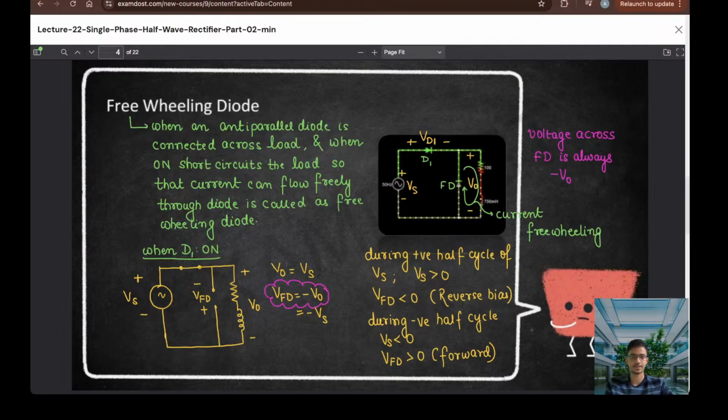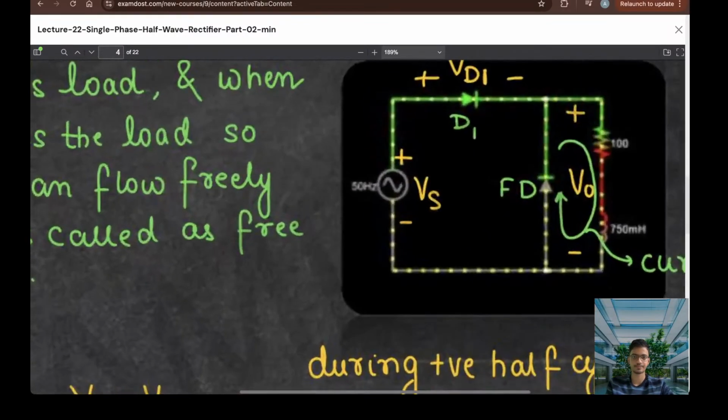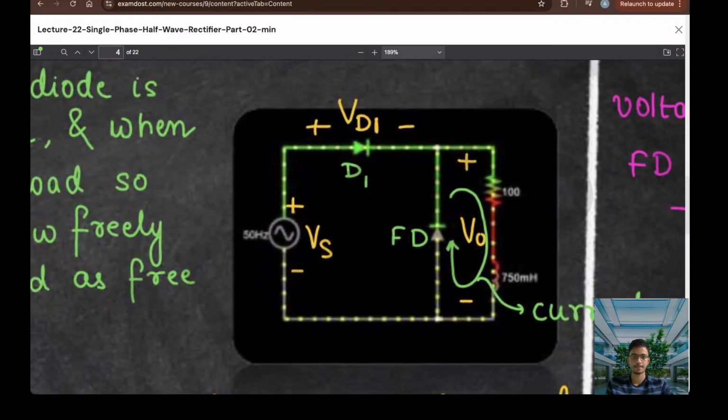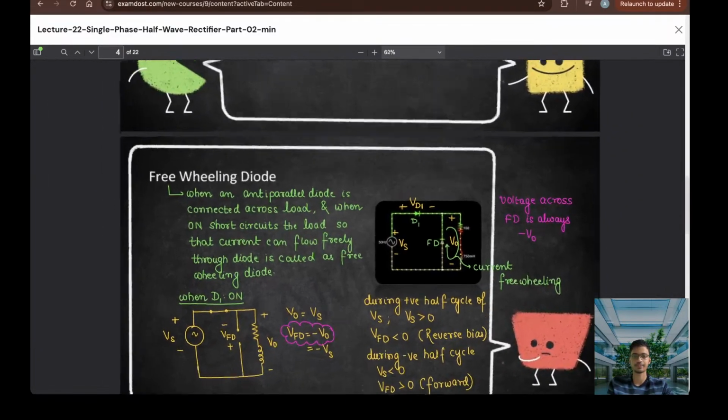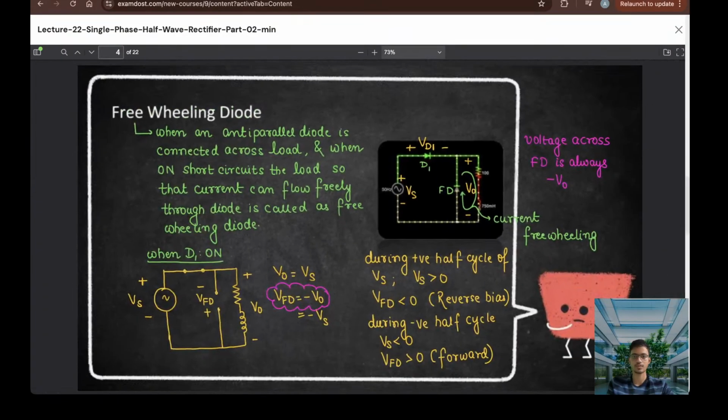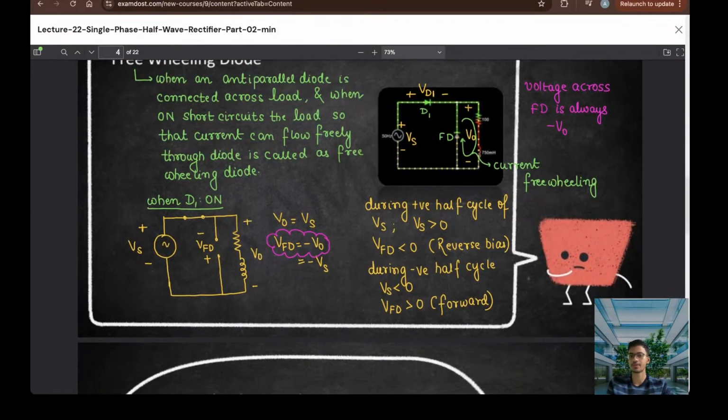It's like this. The P is connected to the negative side and the N side is connected to the positive side. That means when it is forward biased it will become reverse biased, and when it is reverse biased it will become forward biased. Forward bias means short, right? When D1 is on, that means this is on.